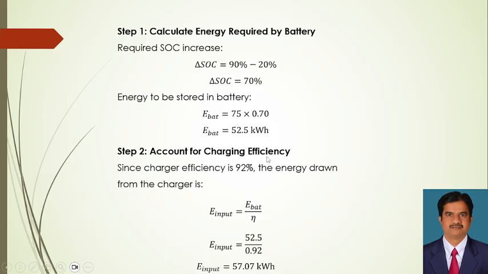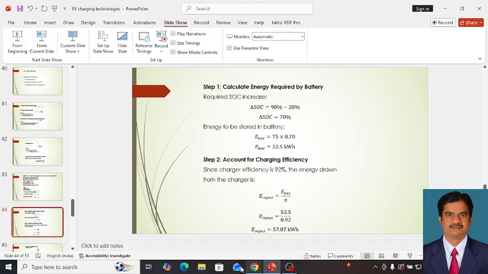Account for charging efficiency: since the charger efficiency of 92% is given, energy drawn from the charger input is the battery energy stored divided by efficiency. Energy stored in the battery is 52.5 kilowatt hour, efficiency is 0.92. So the charging input energy is equal to 57.07 kilowatt hour. Write it down, calculate.